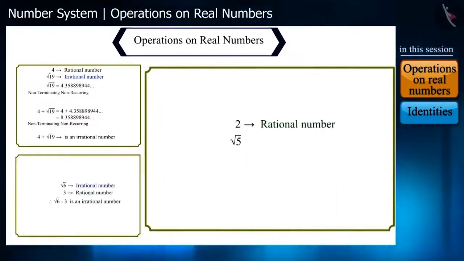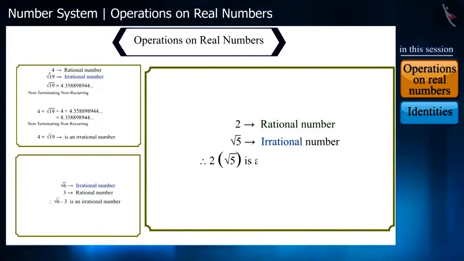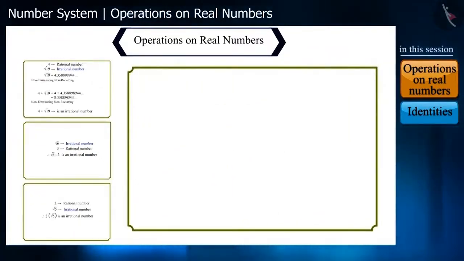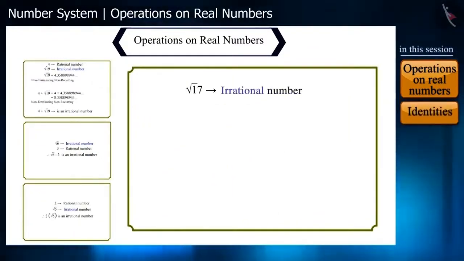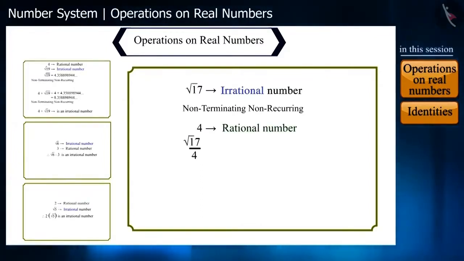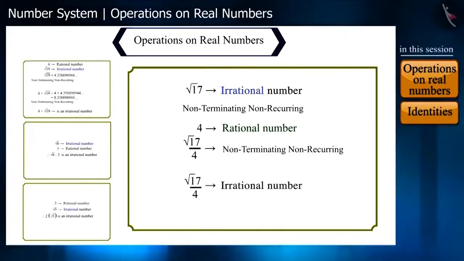On multiplying 2 with root 5, we will get 2 root 5, which is also an irrational number. Now let's do the same for division. Root 17 is an irrational number. Its decimal form is non-terminating, non-recurring. On dividing the same by 4, we will get root 17 by 4, whose decimal form will also be non-terminating, non-recurring. That means it is an irrational number.